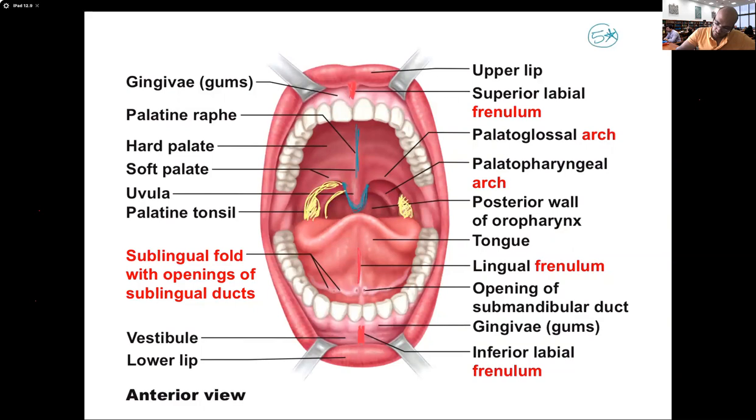We've got the attachment of the tongue to the floor of the oral cavity. This is going to be the lingual frenulum. And on both sides of the lingual frenulum, we've got the openings of the submandibular glands, and lateral to them, we've got the smaller openings of the sublingual gland duct.